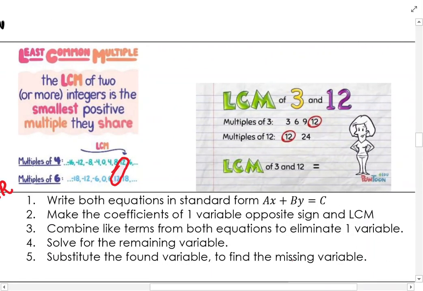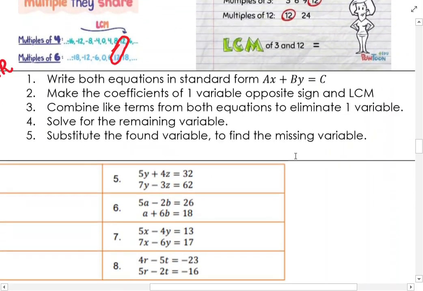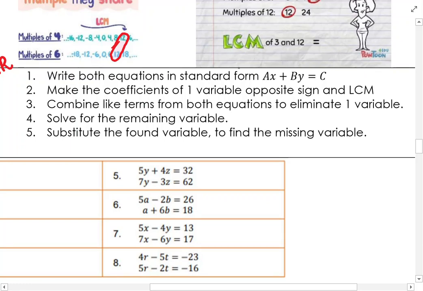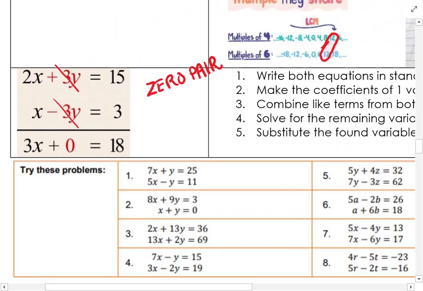So there were 5 steps that we were doing in class. Remember, we're writing both equations in standard form. We're making the coefficients of one variable opposite in sign and with the lowest common multiple. That means that they're the same. Combine like terms to form one equation so that we can eliminate the variable. Solve for the remaining variable, and then substitute the found variable to find the other missing variable, the one that we crossed out. Yeah, confused enough?